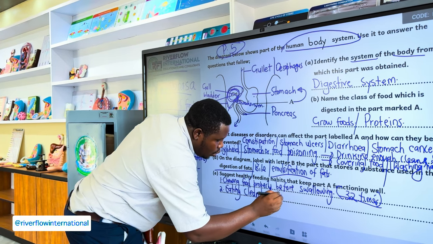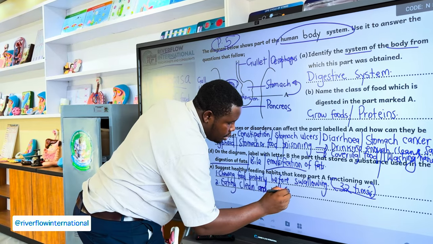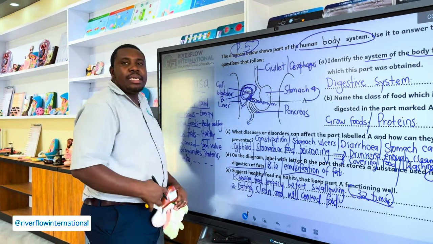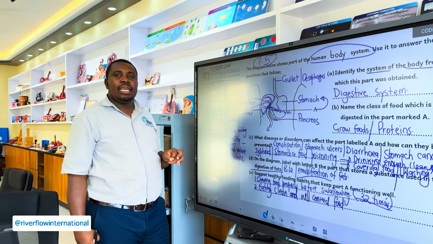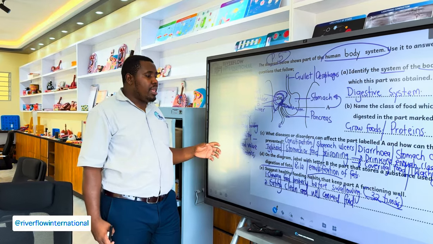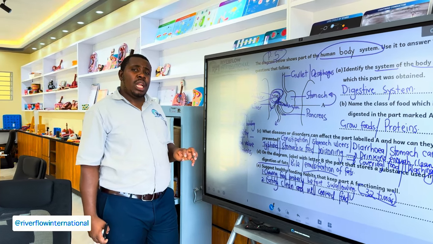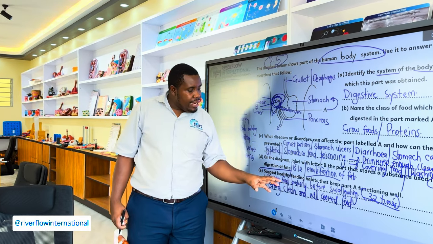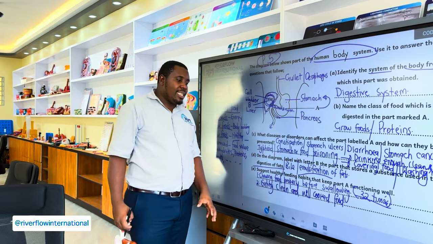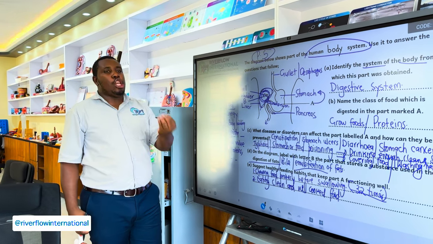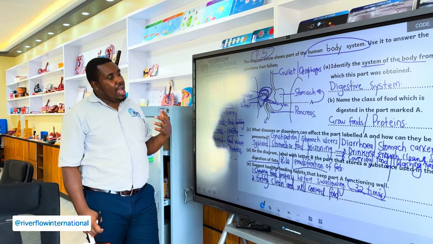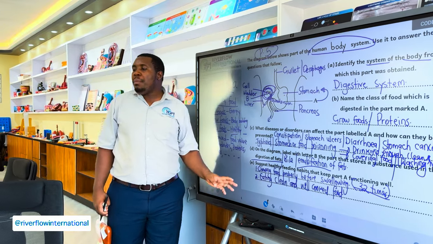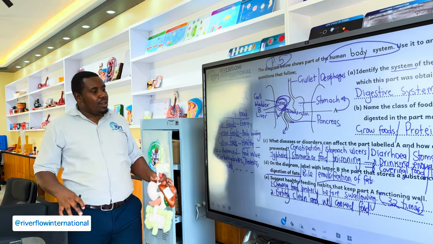Now, number two is eating clean and well cooked food. You must ensure that every food that you are eating is clean. That means it is not contaminated. If it was left, it is covered well, and it is served on a very good plate. So the food must be clean and well cooked, such that it is not eaten together with other contaminants from the environment. You can add very many other points.